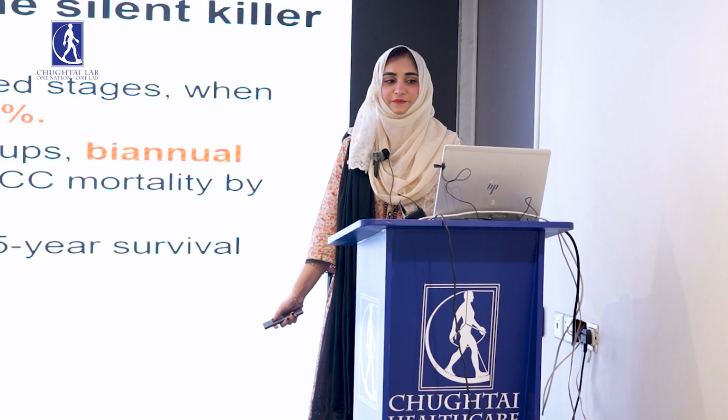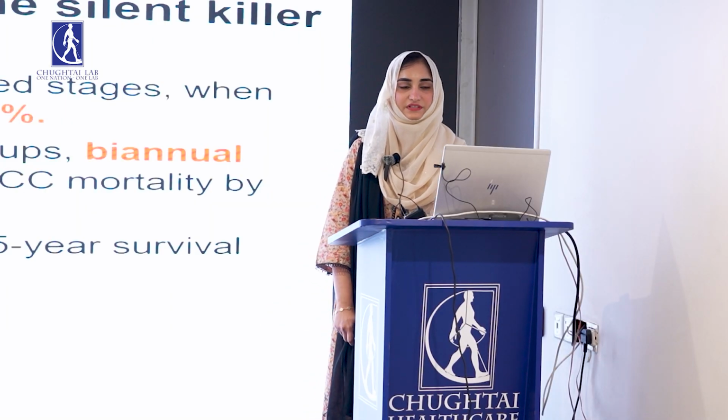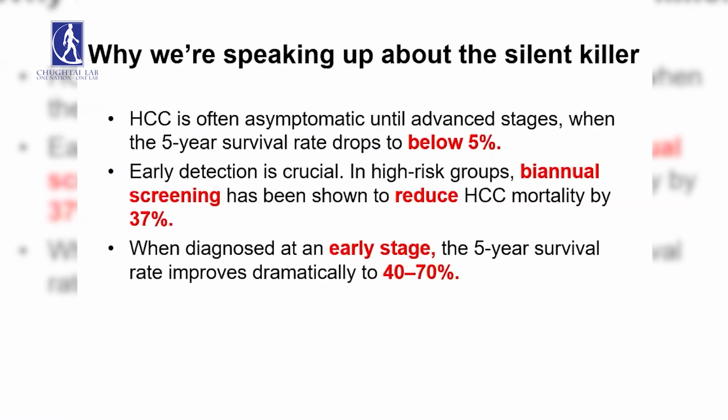So why are we speaking about the silent killer? Because hepatocellular carcinoma is often asymptomatic until advanced stages, when the 5-year survival rate drops to below 5%. Early detection is crucial in high-risk groups. Biannual screening has been shown to reduce hepatocellular carcinoma mortality by 37%. When diagnosed at an early stage, the 5-year survival rate improves dramatically, to about 40 to 70%.